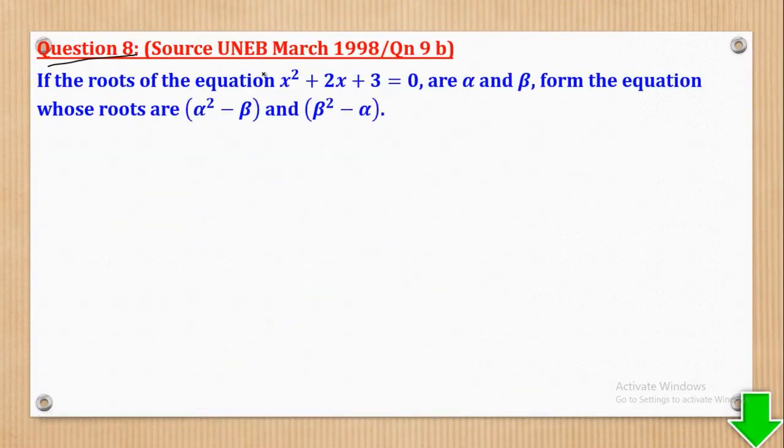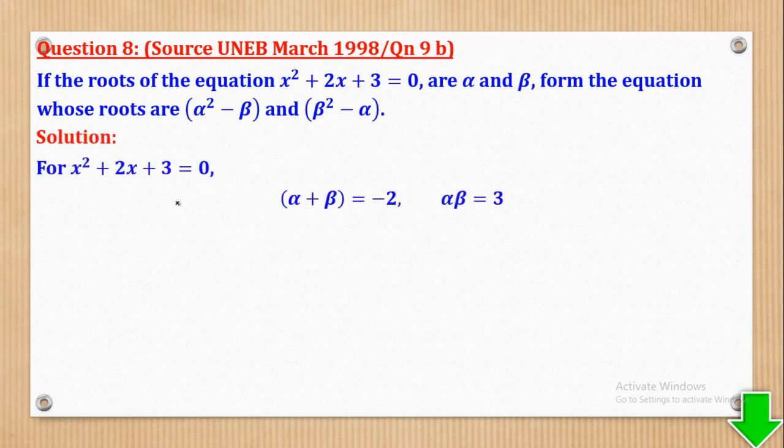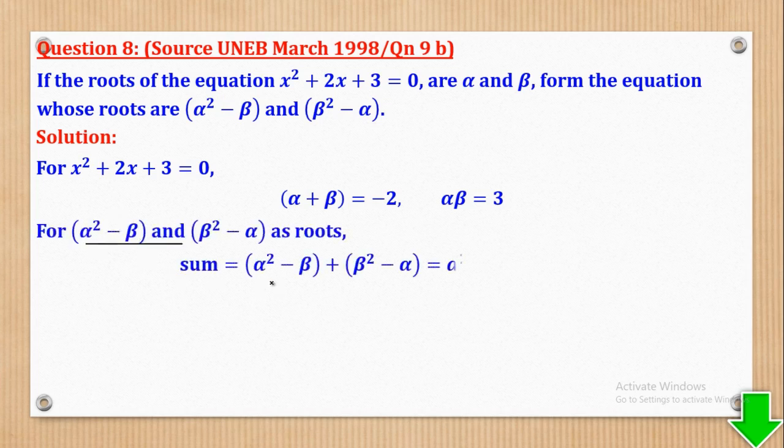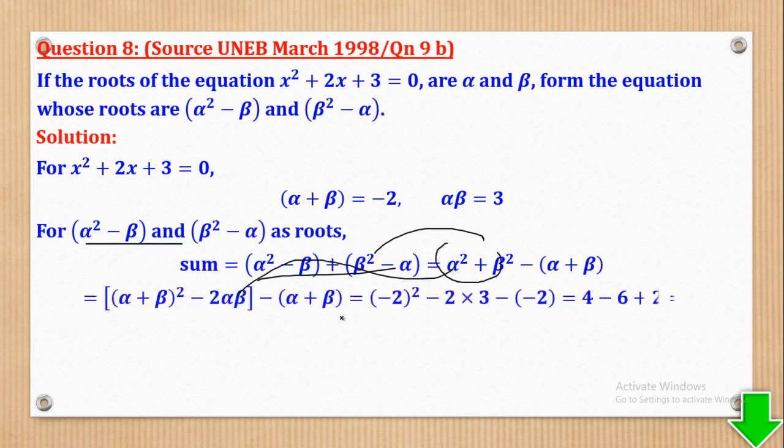Then question 8 came from UNEB, March 1998, paper 1, question 9b, and says, if the roots of the equation this are alpha and beta, form the equation whose roots are this and that. So for the given equation, sum and product is that. Then for this as roots, sum will be given by that. So expand to give you that. Then this one can still be expanded to give you that. Then substitute and simplify to get 0.